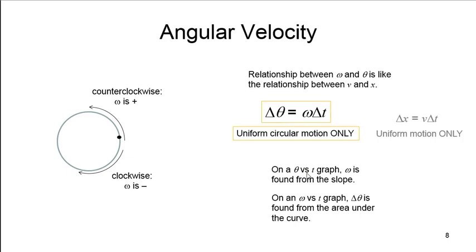Other relationships are the same. If we had a theta versus time graph, omega can be found from the slope, just like if we had an x versus t graph, v could be found from the slope. That's what we saw before. And if we have an omega versus t graph, delta theta is the area underneath the graph, just like when we had a v versus t graph, delta x was the area underneath the graph.